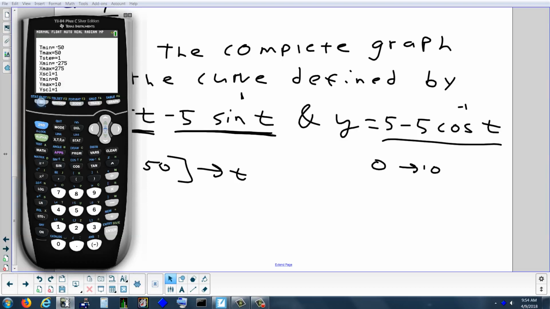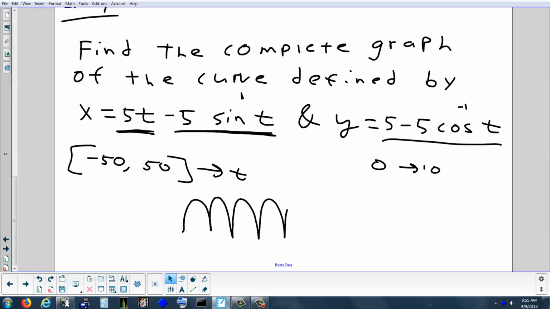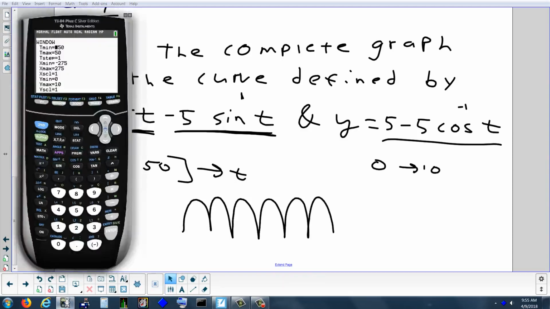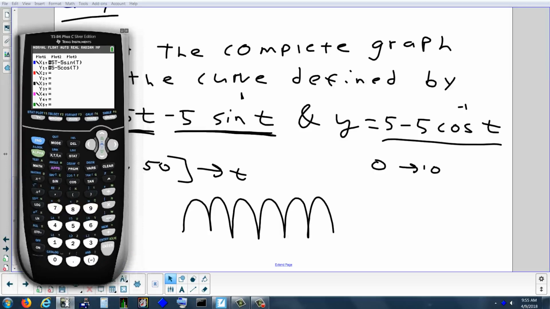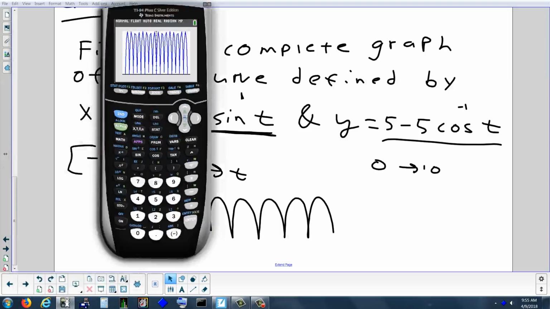So I'll just type 5t minus 5 sine t, 5 minus 5 cosine t, -50 to 50. Wow. Why does mine look like that? So if you type this in, you should get these curves that look like this. What's wrong with mine? 5t minus, oh, that's not a minus sign, that was a negative. See, it can be tricky. So what you get are these curves that basically look like this.